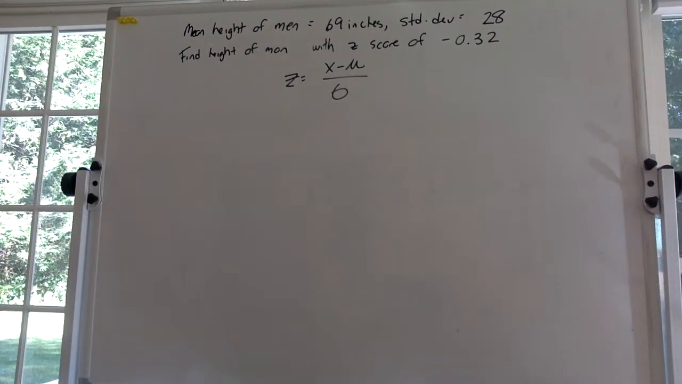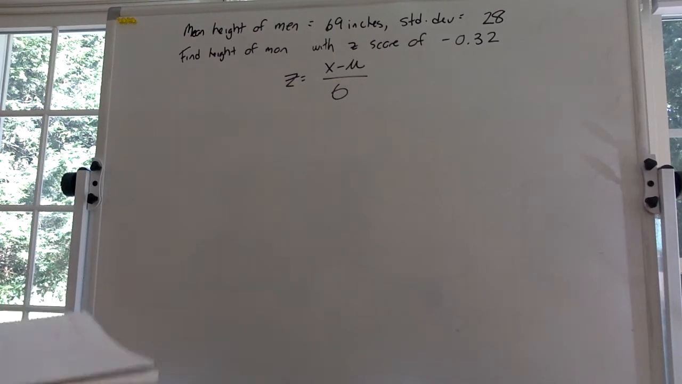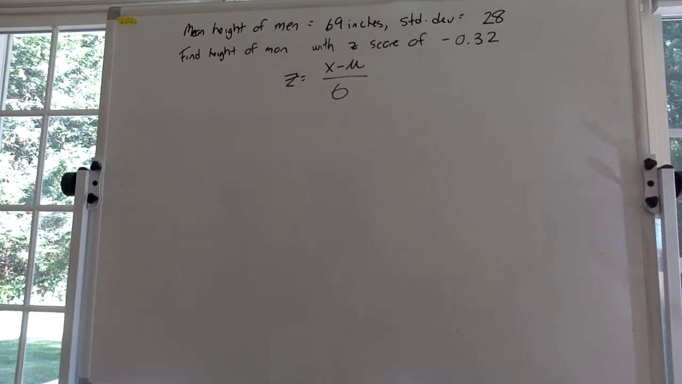Okay, in this problem, we're talking about the height of men. So they tell you that the mean height of men is 69 inches and that the standard deviation is 28. They want you to find the height of a man who has a z-score of negative 0.32. So if we think about it, if he has a z-score of a negative 0.32, that means he's a little shorter than the average, right? Because his z-score is negative, so he's below the mean.